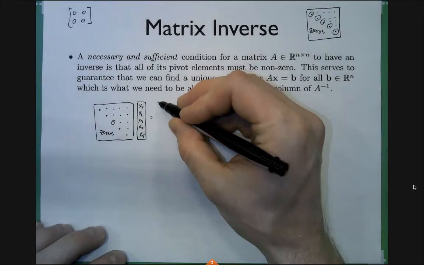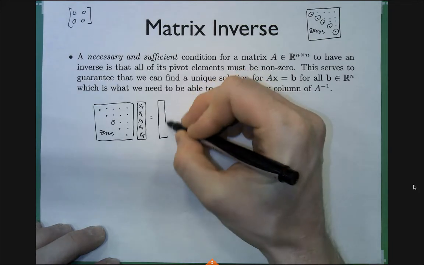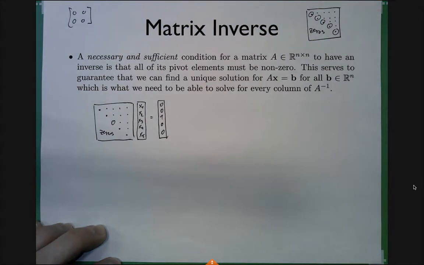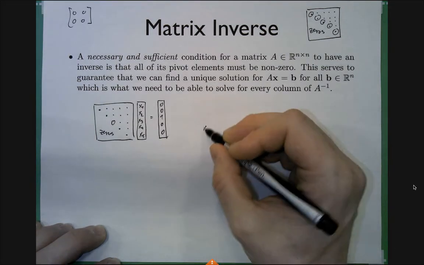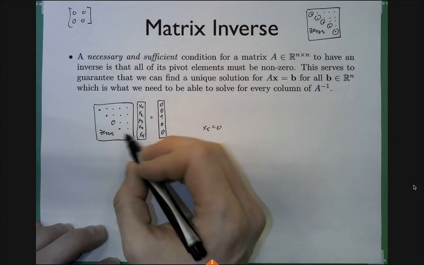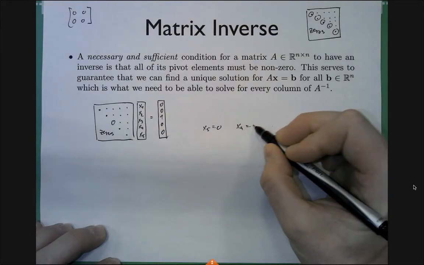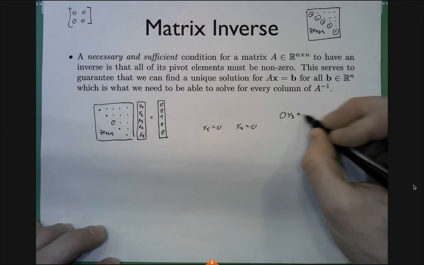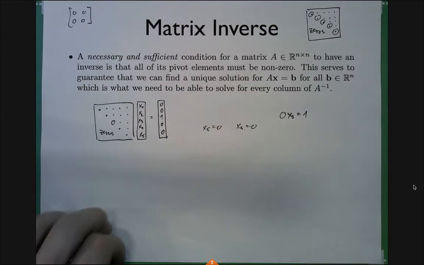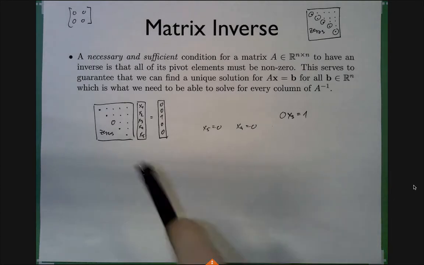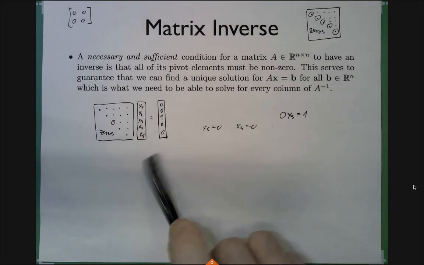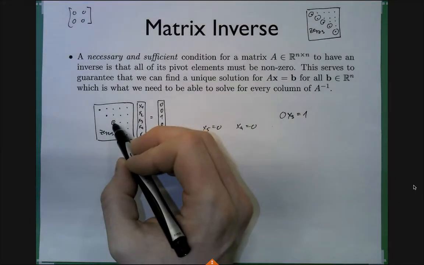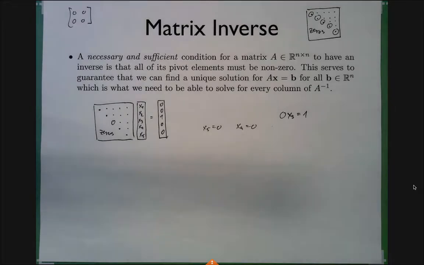The moment I look for this one, I'll get in trouble, because from this I will find that x5 is 0. Here I will substitute back, and I will get that x4 is 0. And here I'm in trouble because here I'm asking for 0 times x3 equals 1, right? There's no way on earth to satisfy that. So this will not have a solution, and that's why the inverse cannot exist. The reason is this 0 pivot, the 0 element on the diagonal.